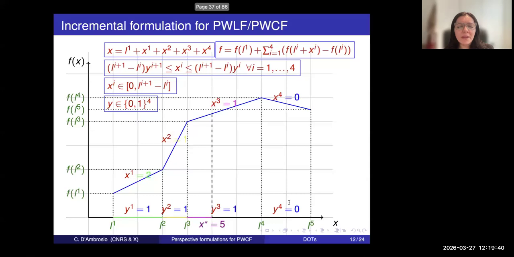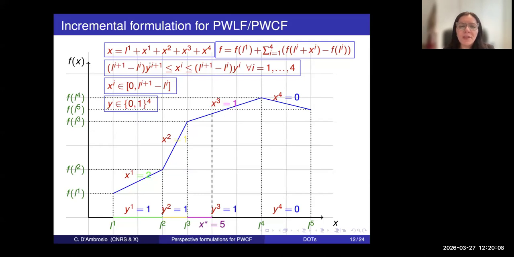So why is this? Because here I tried to highlight it with colors. We have that x1 is equal to 2, which is exactly the length of the interval. So we take all the contribution from the first interval. For x2, we take the full contribution for the second interval, that is 1. And from the third one, we take only 1 unit.